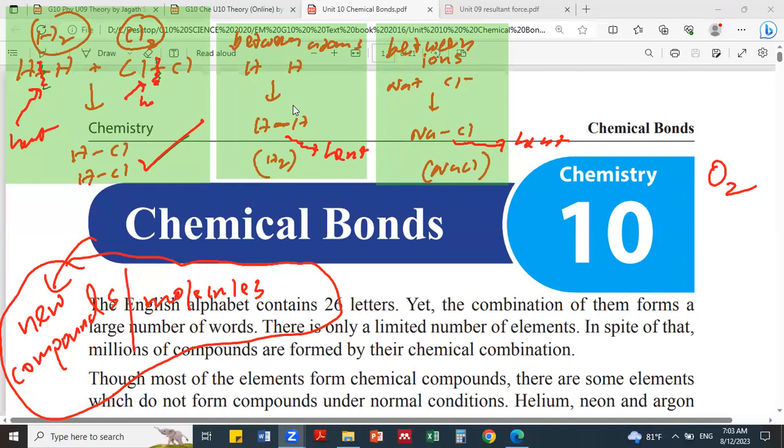Inner electrons are very difficult to take out. Why? You learn ionization energy also under chapter 3. Because electrons close to the nucleus are strongly attracted. Very difficult to take it out or remove. Right?